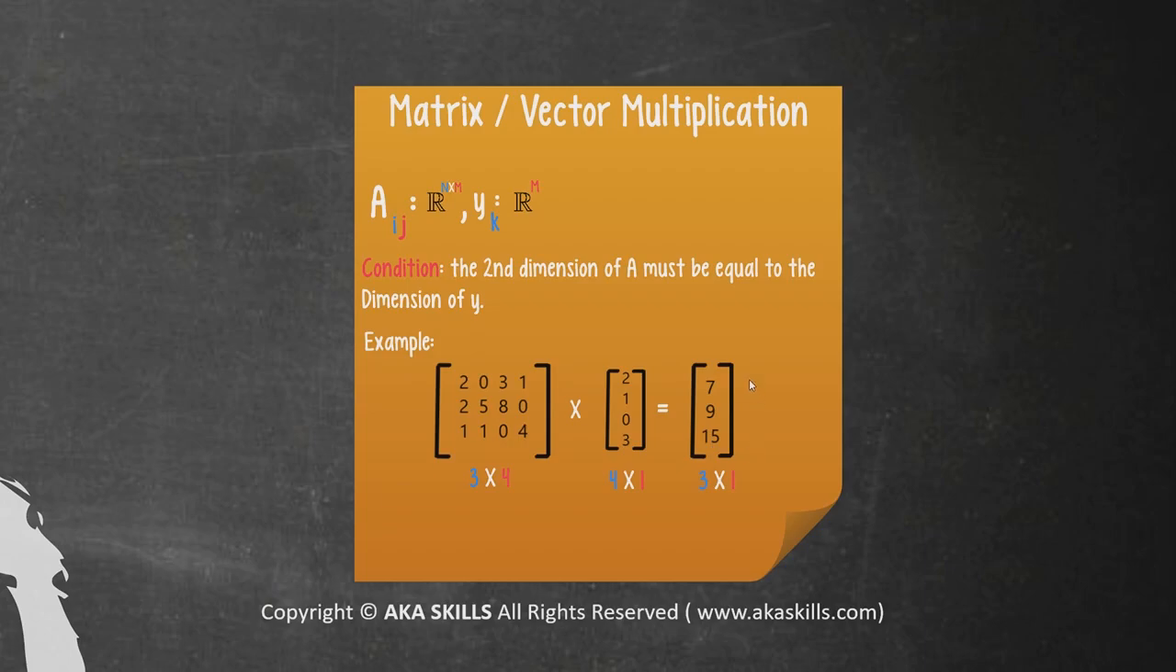And that's 15. And that's how we did matrix vector multiplication. I hope you understood that. If you didn't, just pause it or try again to watch the explanation.